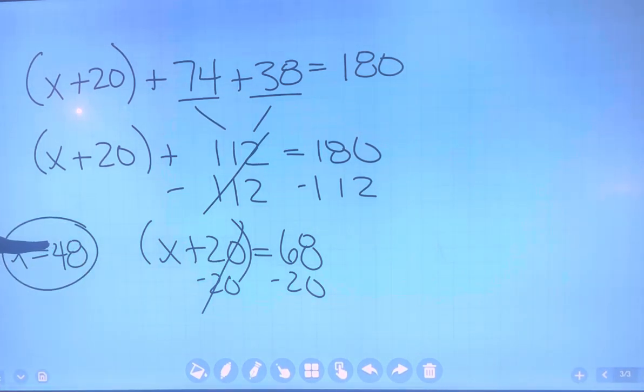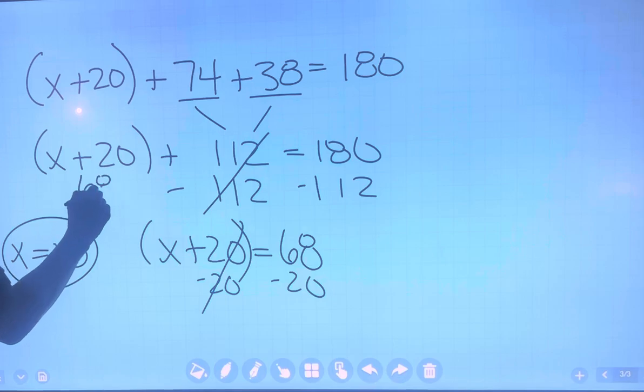You take the x equal 48, plug it into the angle that you need here. That's going to make this one what? 68. So we can take this, transfer it over to the next screen.